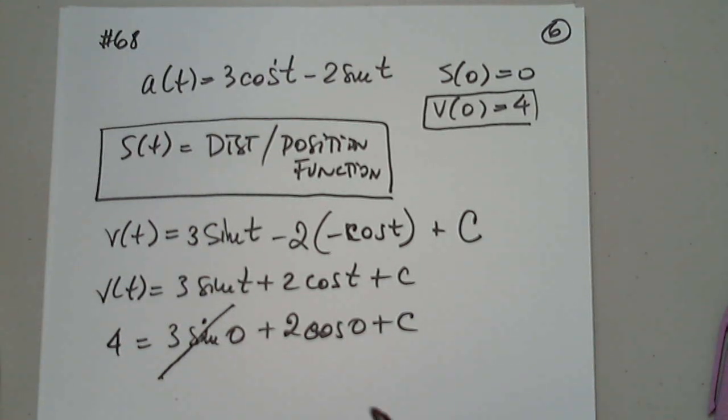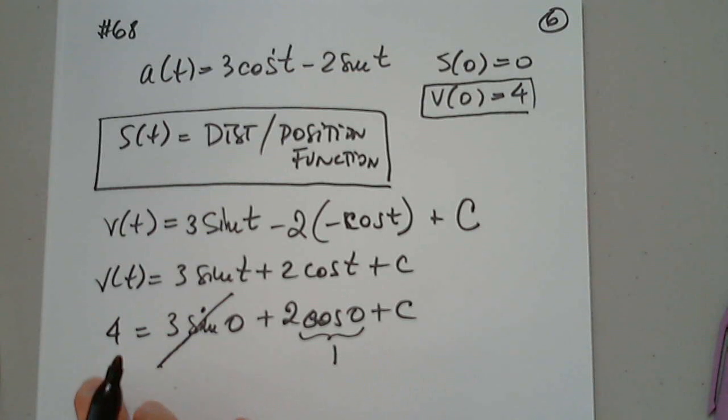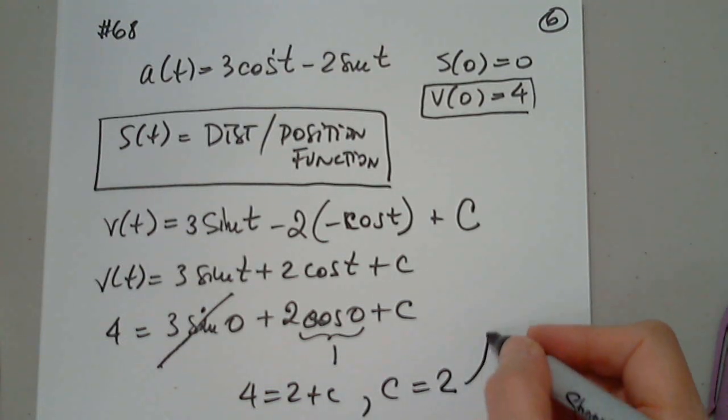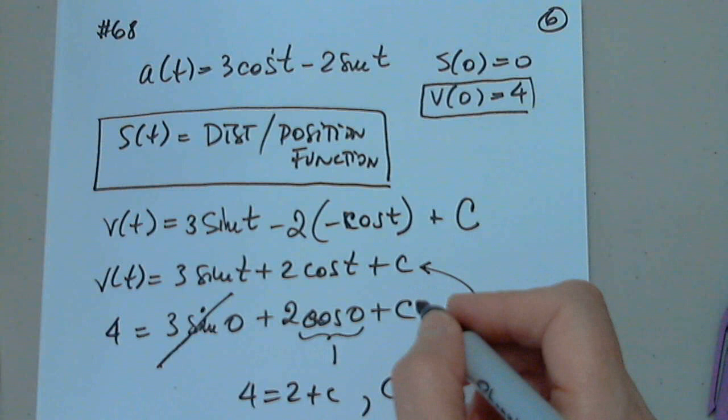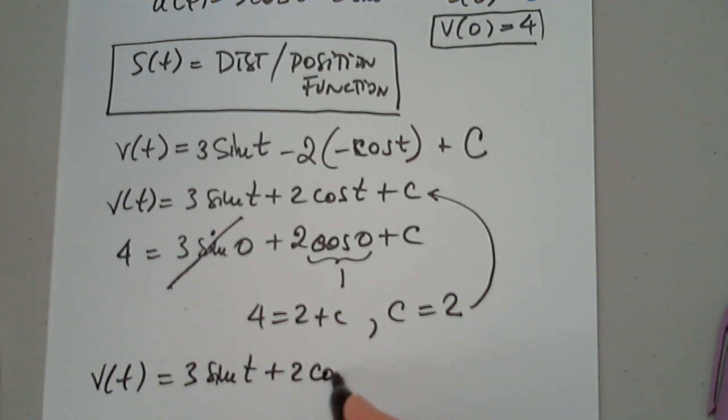Zero. Thank you. How much is cosine 0? 1. Perfect. So then we have 4 equals 2 plus c. Obviously, c must be 2. I have to go back and replace it. So v of t equals 3 sine t plus 2 cosine t plus 2.